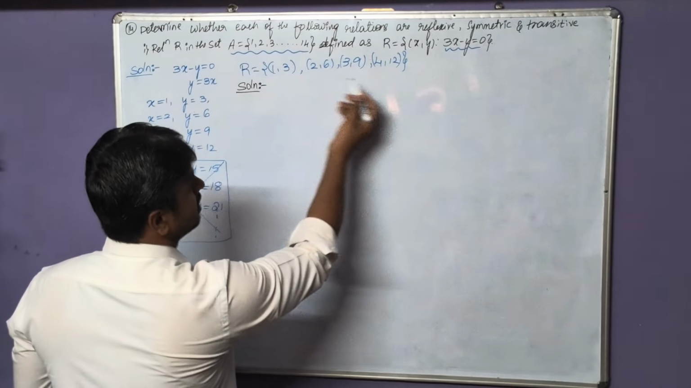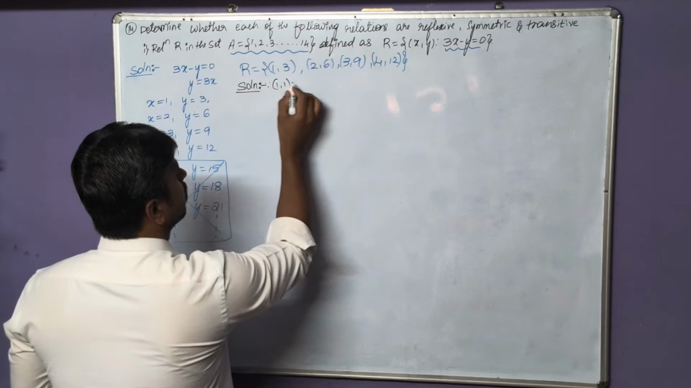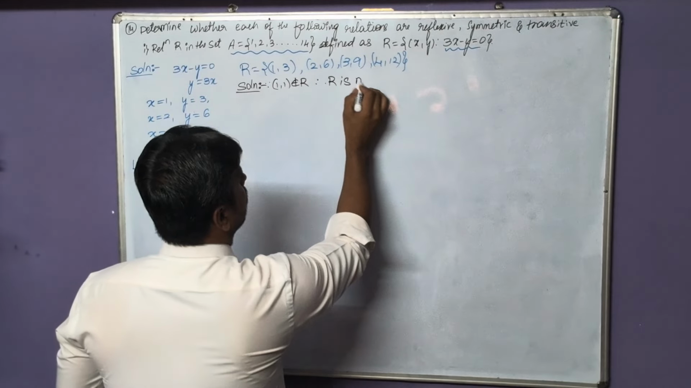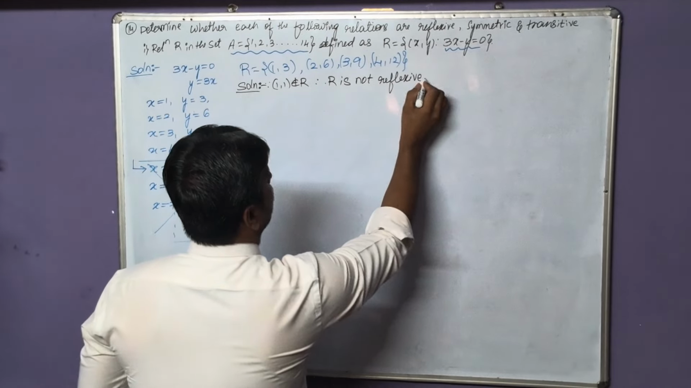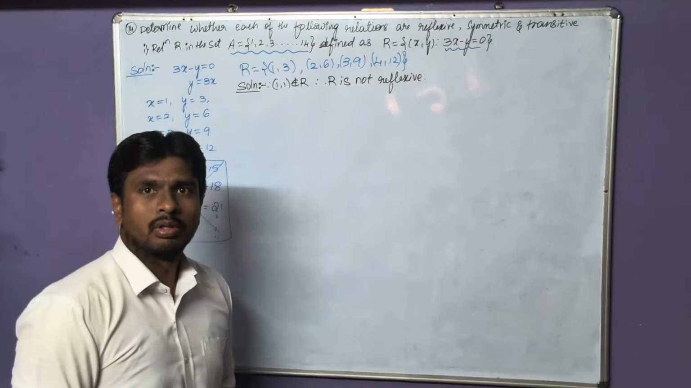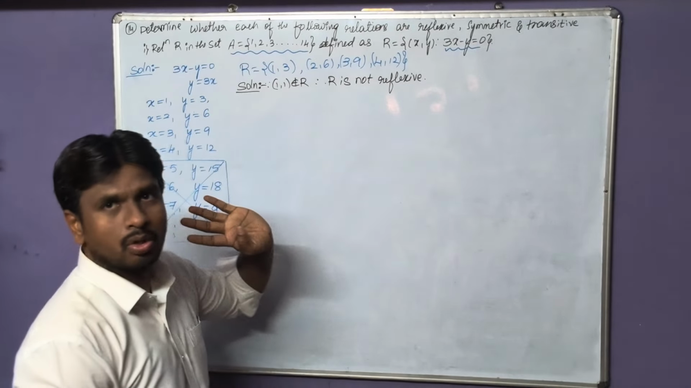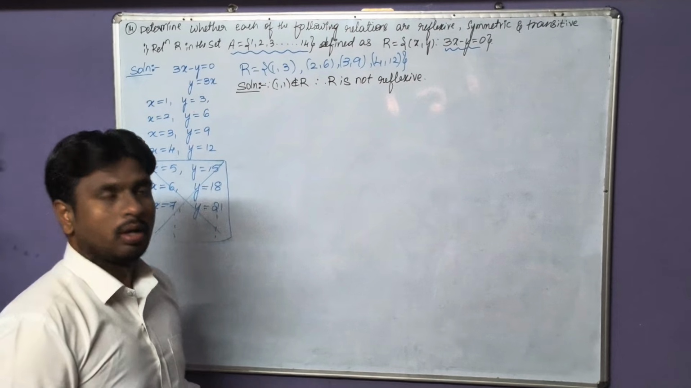Since we don't have even a single identical ordered pair, I am giving an example. Since 1 comma 1 does not belong to R, therefore R is not reflexive. Because we should have 14 identical ordered pairs. If any one ordered pair is missing among them, we can immediately say that the given relation is not reflexive. So I am giving one counter example to say that the given relation is not reflexive.